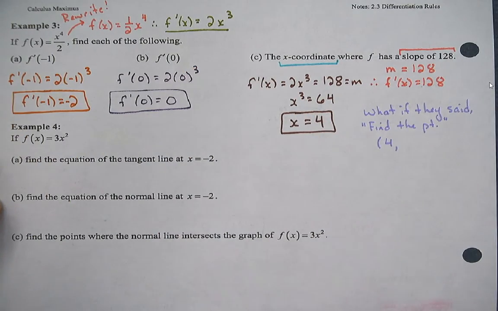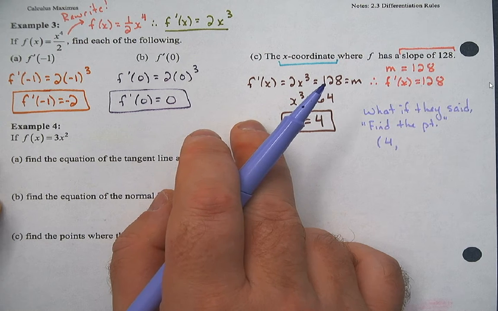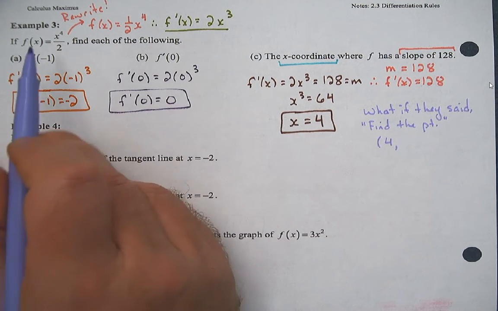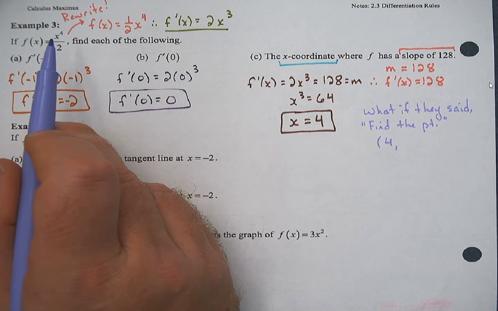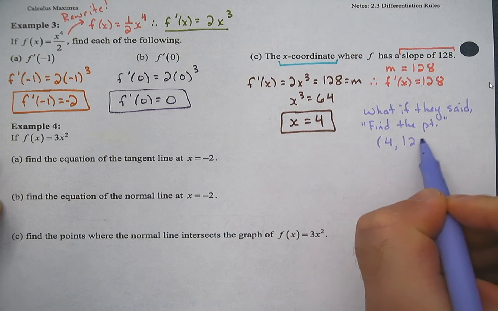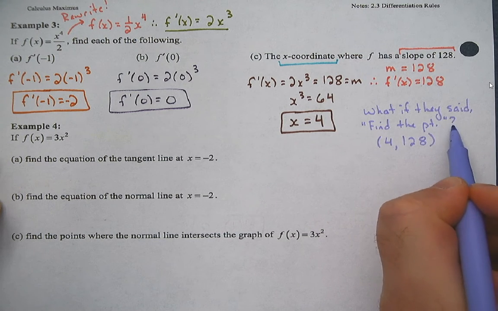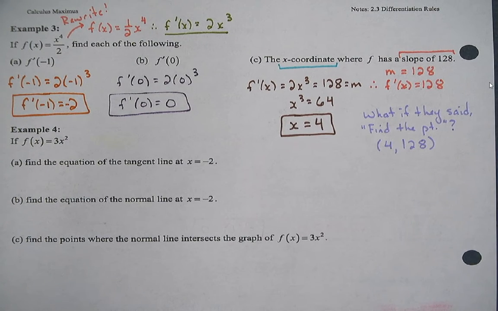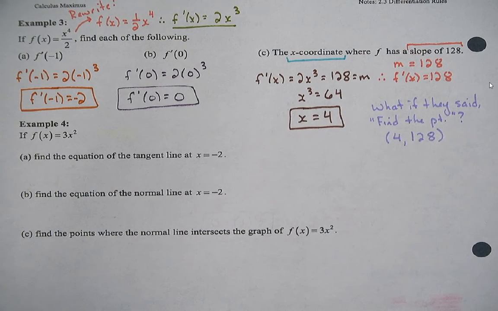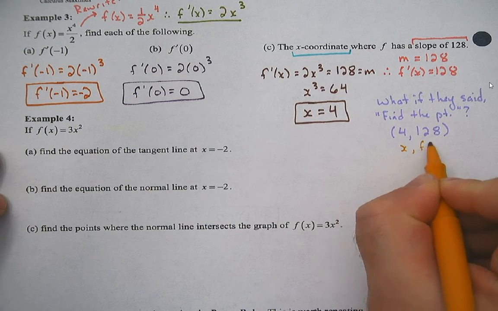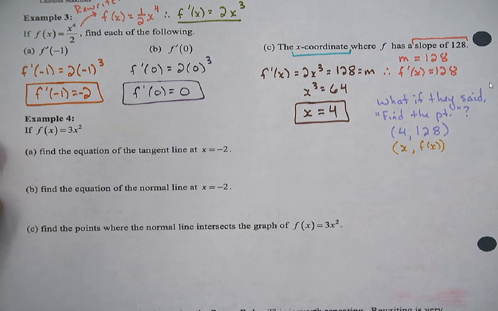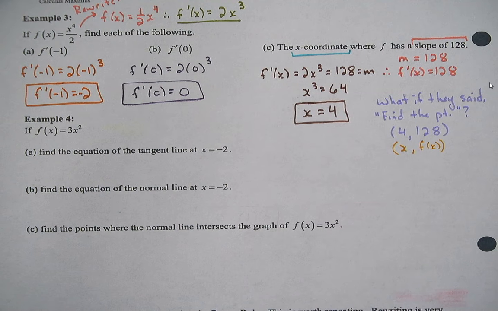So 4 to the 4th, that's what we just figured out. That was 64 times 4, which is 256. Well, let's do this. Let's take 64, cut it in half, which is 32, and then times that by 4, which is 128, I think. So if they said find the point, you'd have to plug it back in. But remember, this is x. This is f of x, not f prime of x. If they said find the point of f, you'd have to plug it into f.